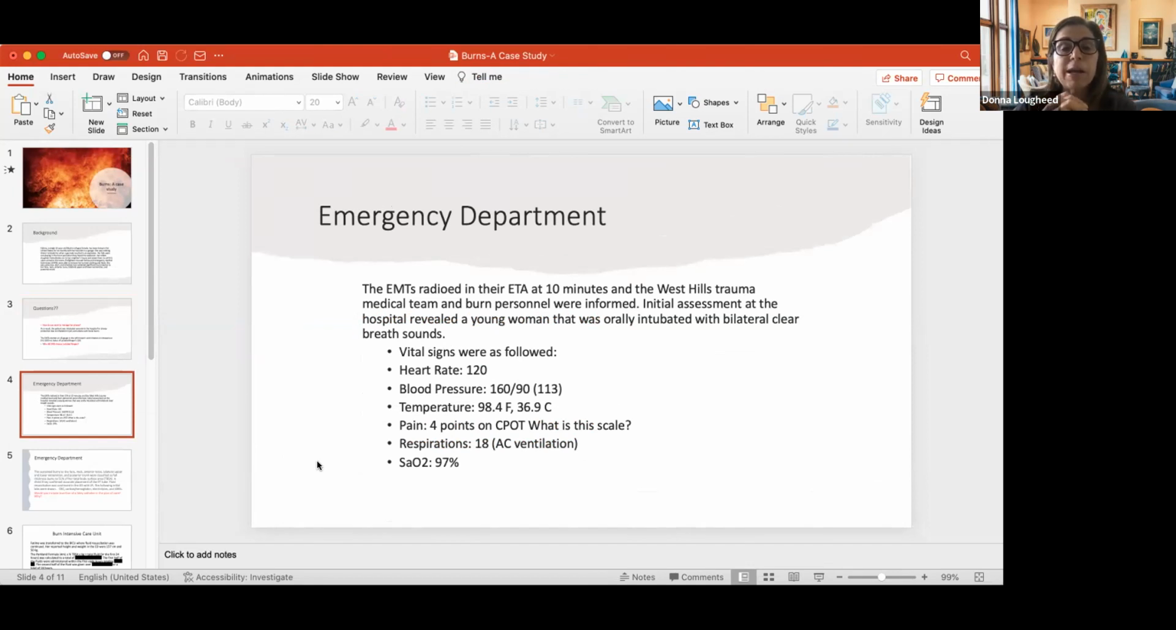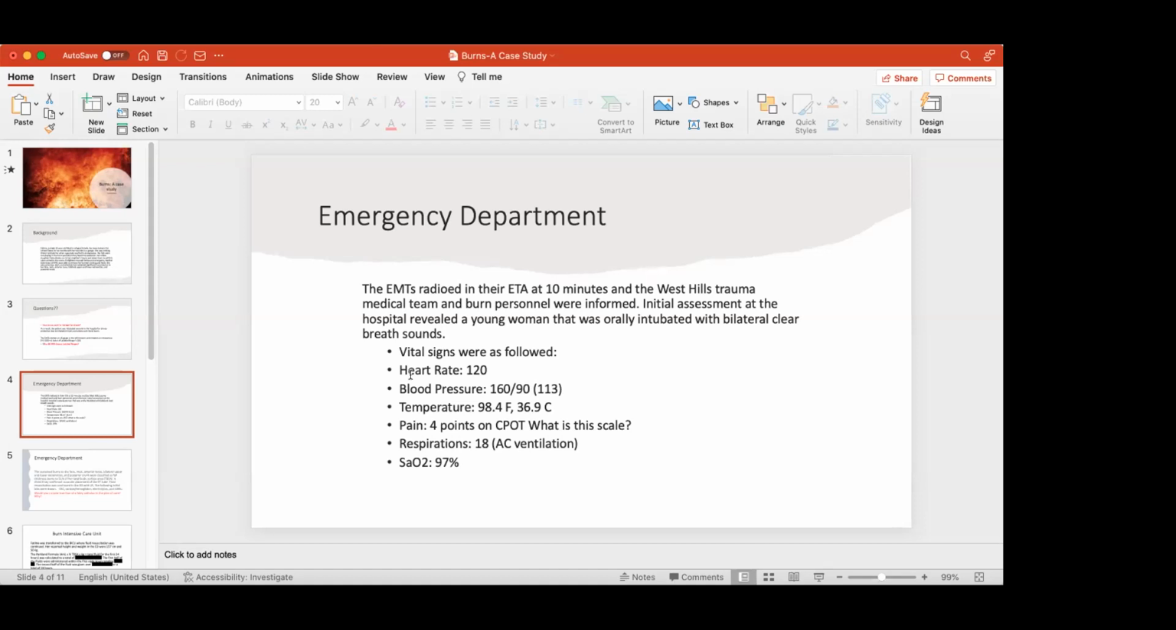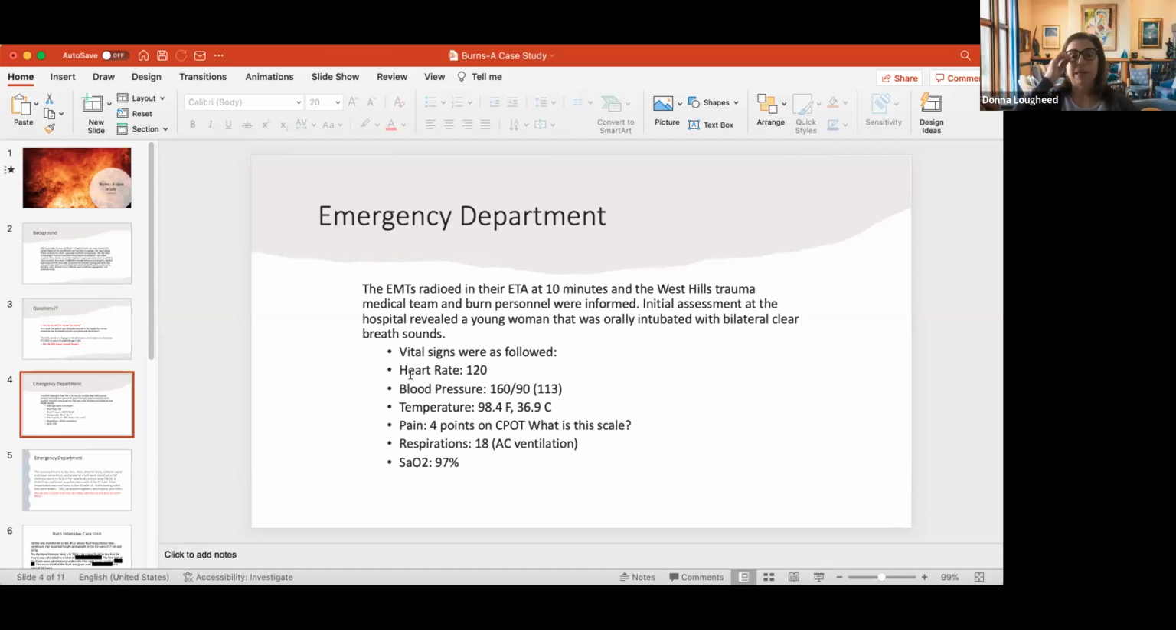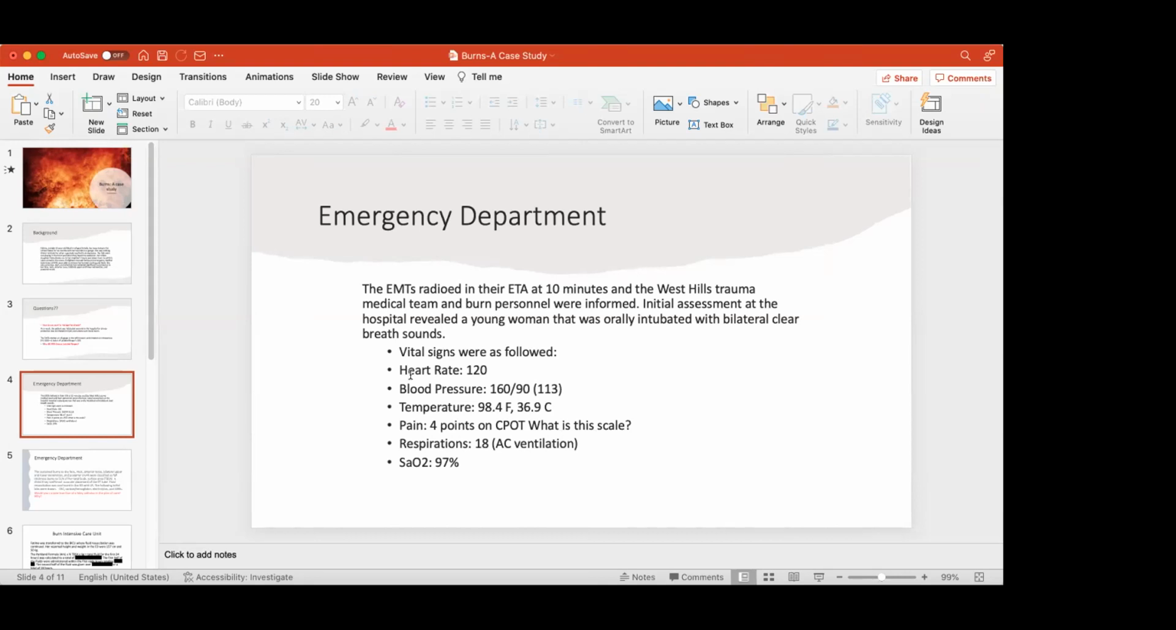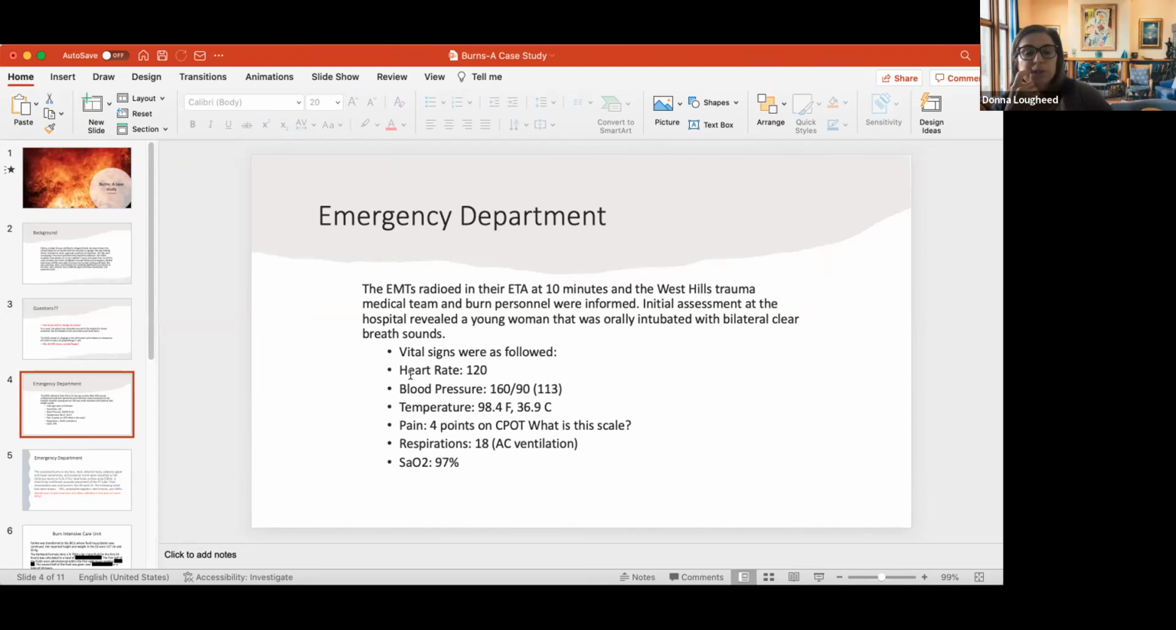Initial assessment at the hospital revealed a young woman that was orally intubated with bilateral clear breath sounds. So here are her vital signs. Heart rate is 120. Expected? Yes. And why would you say it's elevated? The body's in the compensation phase. So why is the blood pressure still high?